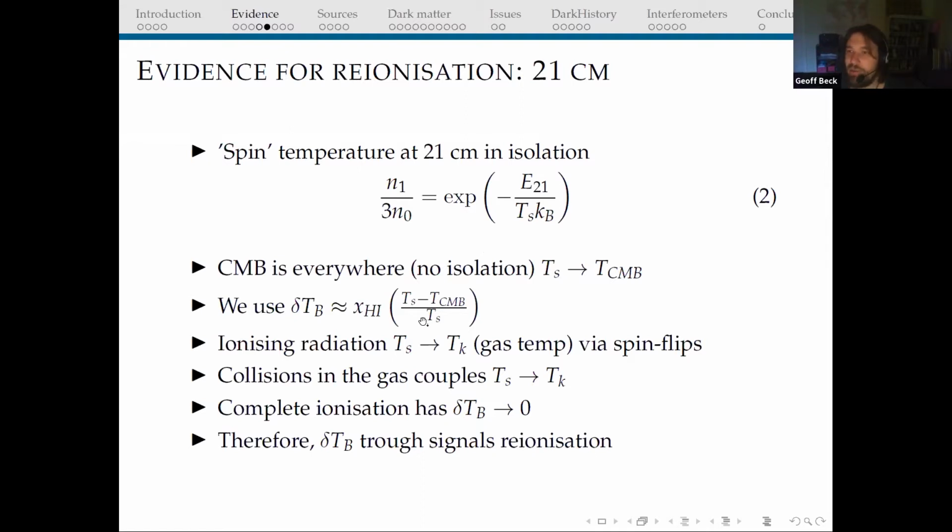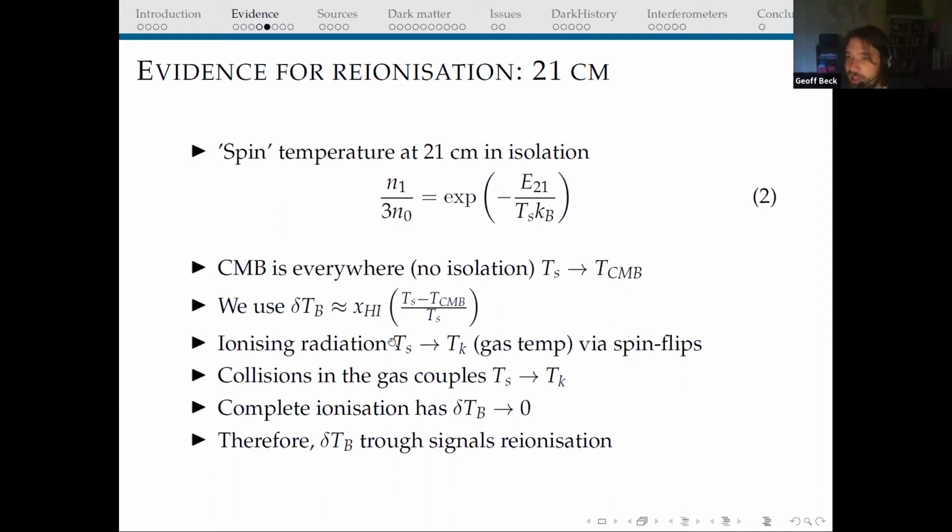So what we tend to use as a measure of neutral hydrogen emission, we tend to measure it as a distortion on the cosmic microwave background. And we do that by measuring a differential temperature. And this very roughly depends upon a product of the fraction of the hydrogen that is neutral and the difference in temperature between the emission itself and the CMB.